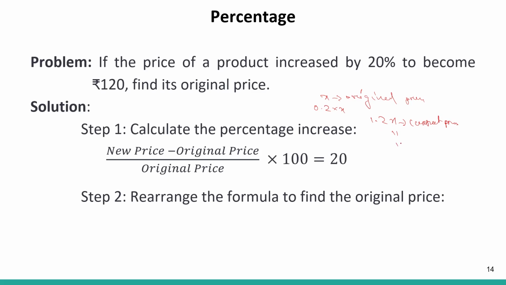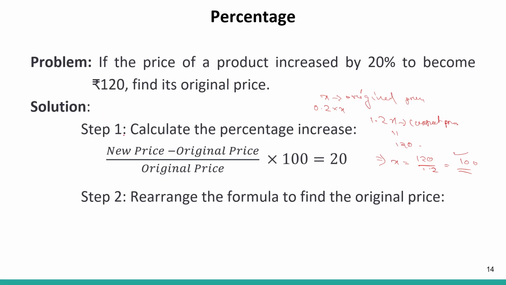So this is nothing but 120 rupees. This implies that x is equal to 120 by 1.2, that is 100. So the original price was 100 rupees. The question asks us to find its original price, and we found out that the original price will be 100. So let's see it by another method.